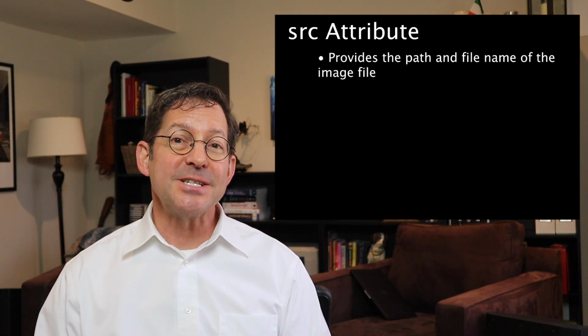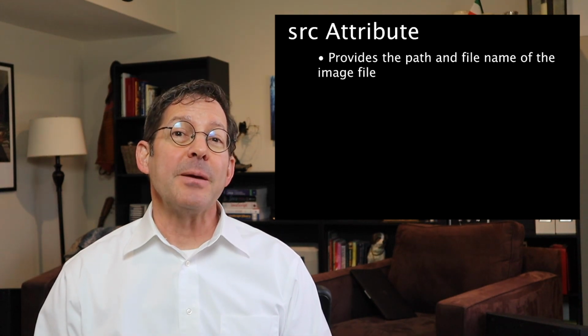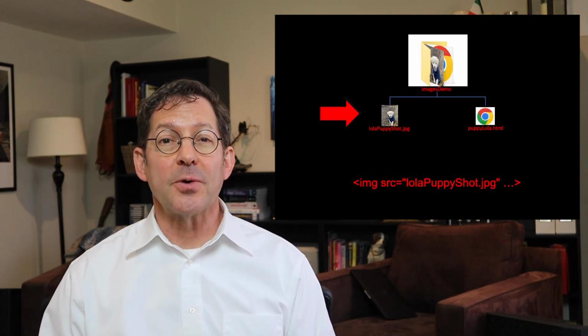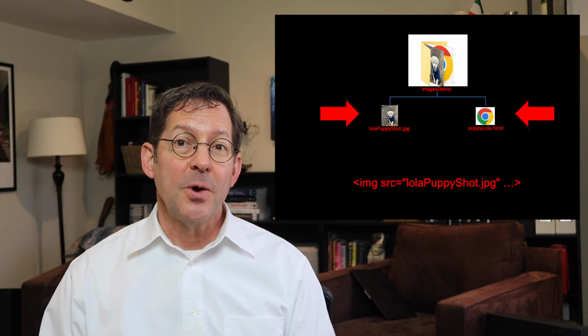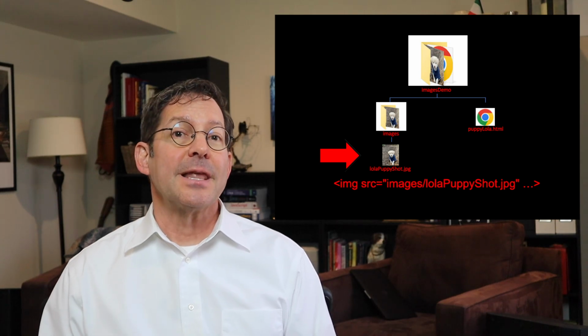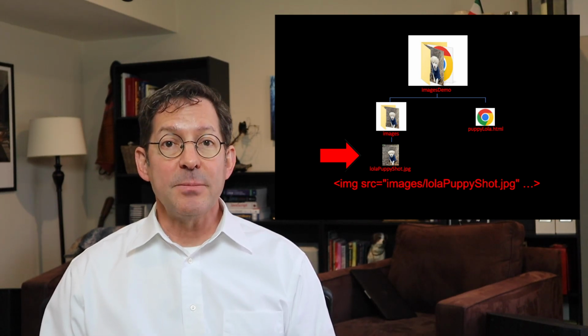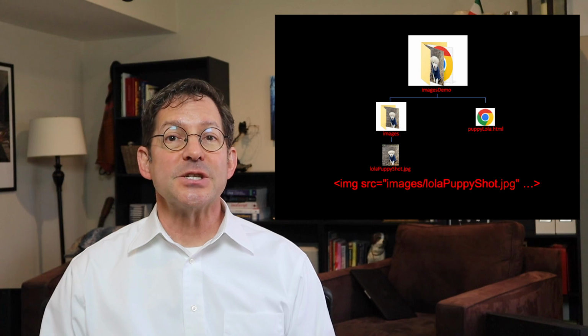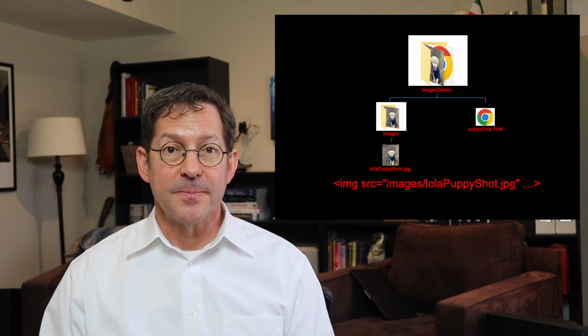As we saw in the last example, it's important to realize that the source attribute is not just the name of the image file, but a path to the file. If the image is in the same folder as the HTML document, we only need to give the image file name and extension as the value assigned to the source attribute. If we move the file into a folder, like we did when we moved the file into the Images folder, we will need to supply directions to the image.